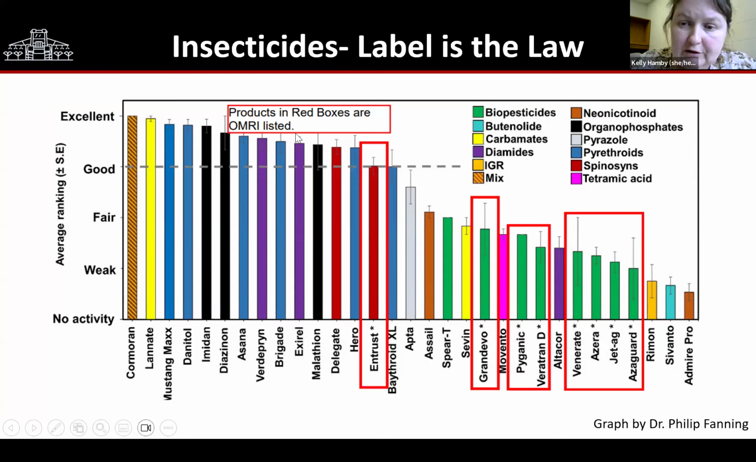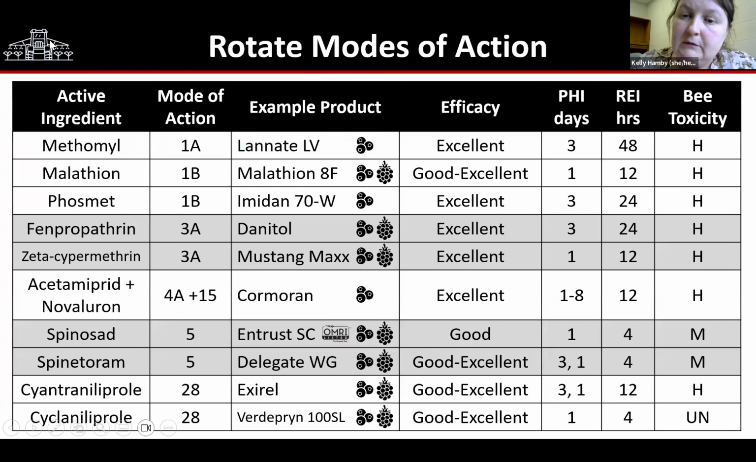So there are some organic products like Entrust that rank pretty well, but I'm going to go ahead and move on from this, because this is where those efficacy ratings came from, to a table that I've put together that's more focused on blueberries and caneberries, which is where in Maryland we really see most of the problems. There are a few products that are blueberry specific, like Lannate or Cormoran, where they're only registered in blueberries, that can provide excellent control. And then there's a lot of products that are registered for both blueberries and caneberries.